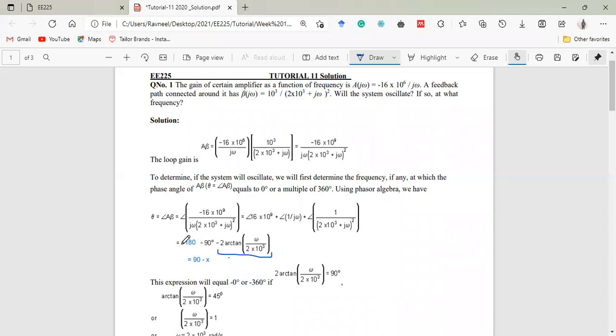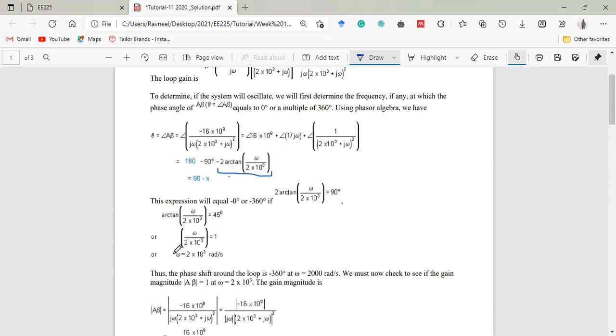The other way around, if you had used negative 180 degrees, it would have been negative 180 degrees minus 90 degrees. That is going to be equivalent to negative 270 degrees, isn't it? So negative 270 degrees is also equivalent to 90 degrees, right? So it does not change the value, it remains the same thing. So once we have this, we can solve for omega. If we solve for omega, we'll get omega equivalent to 2 times 10 to the power of 3 rads per second. Now we know the omega value.